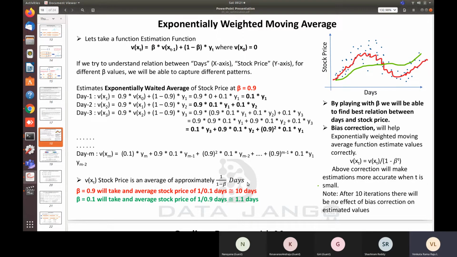1 by 1 minus beta time steps it will consider. So how does beta equal to 0.1 take only 1.1 days of data? See, if you substitute that into this one, you will understand. If you put beta equal to 0.1 here, let us try to draw that and see. Give me 1 second.